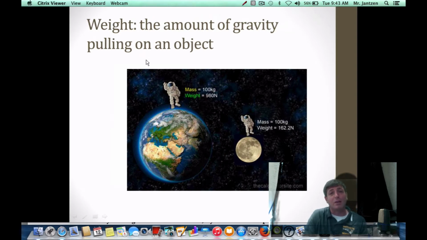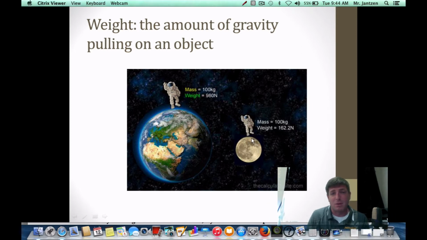Students get this confused with weight, because weight is the amount of gravity that pulls down on an object. Your mass is always going to be the same no matter where you are, but your weight may be different depending upon the gravitational pull. Like on Earth, this astronaut here has a mass of 100 kilograms, and his weight is about 980 newtons. But on the Moon, the astronaut has a weight of 162.2 newtons, and you can tell that because the Moon has about 1/6 the gravitational pull of the Earth. So that's why the weight is different.